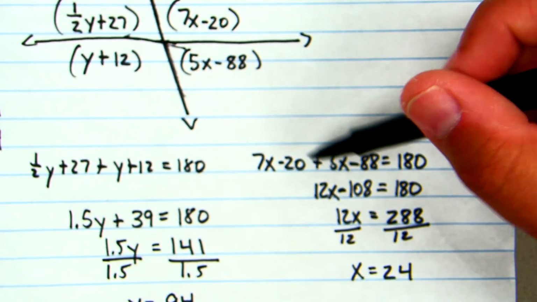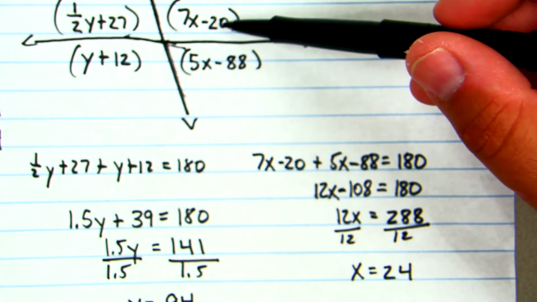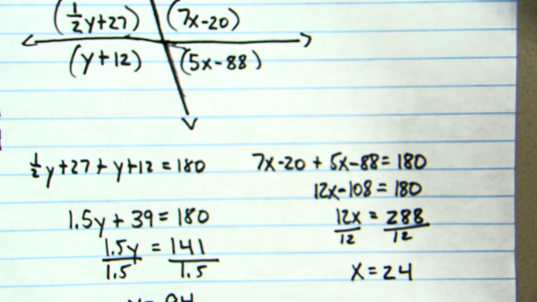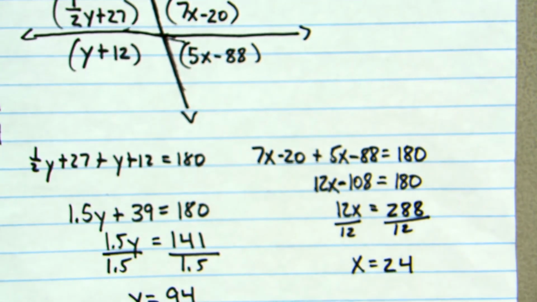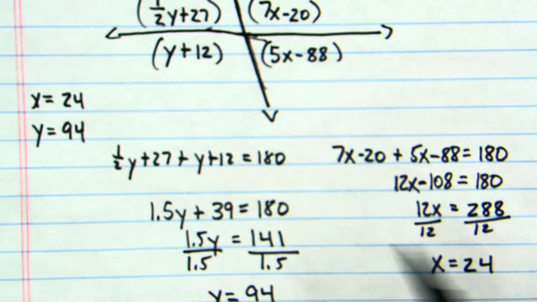So I'm going to start with my x's. I just say 7x minus 20 plus 5x minus 88 equals 180. Combine like terms, add 108 to both sides, divide by 12, and I obtain my answer to be x equals 24. Do the same for my y's.